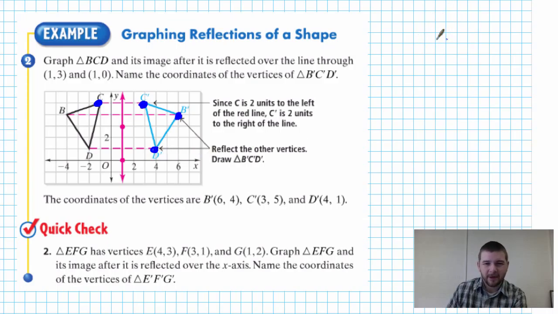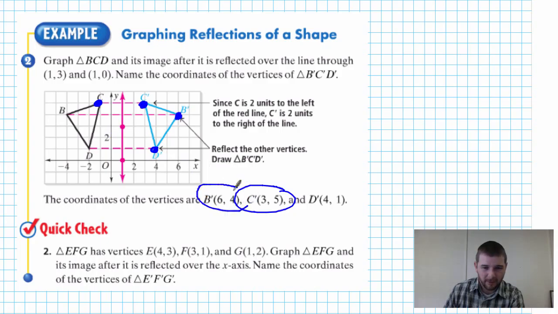Our directions ask us to name the coordinates of the vertices B prime, C prime, and D prime. C prime is at the point 1, 2, 3. Be very careful with units. 3, comma, 1, 2, 3, 4, 5. So (3, 5). And there it's labeled for us. B prime: 6, comma, 2, 3, 4. (6, 4) represents B prime. And finally D prime, (4, 1). Very good.